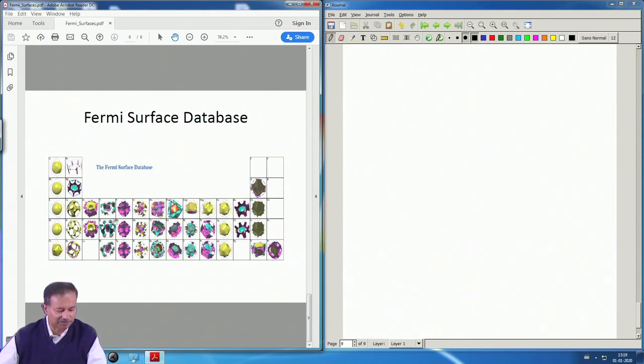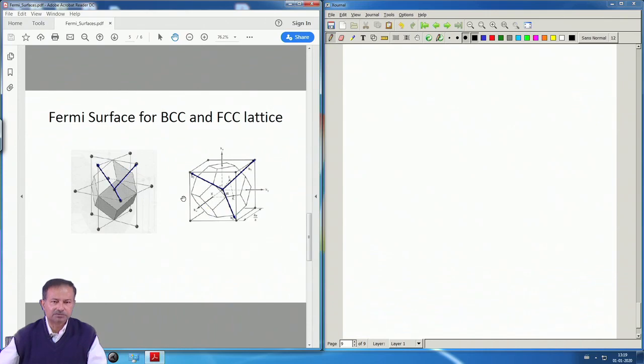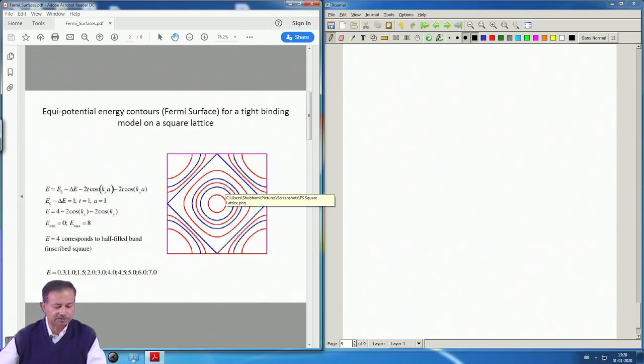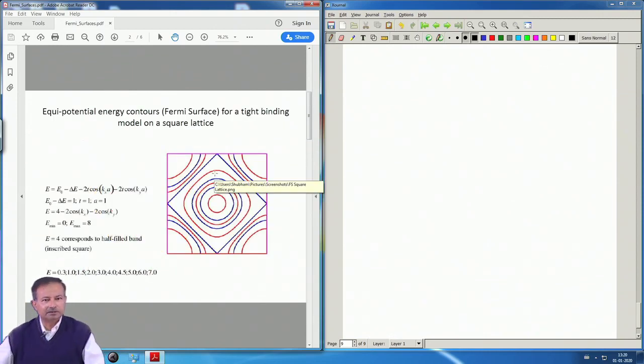They are very complicated looking, simply because they have all been translated into the first Brillouin zone. Sometimes they even become disjointed, so one part of the Fermi surface is completely separated from the other part of the Fermi surface. That is possible, and that happens, and that has consequences in solid state physics.